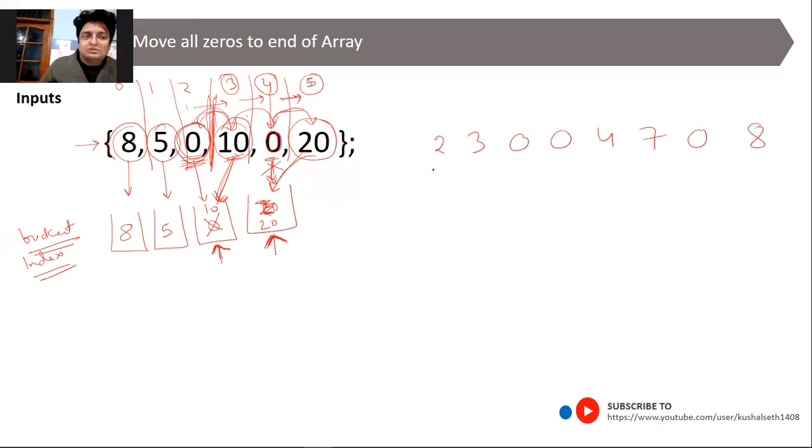230047008. Let's understand once again here. If you understood, you can directly skip to the program that I will start after this example.